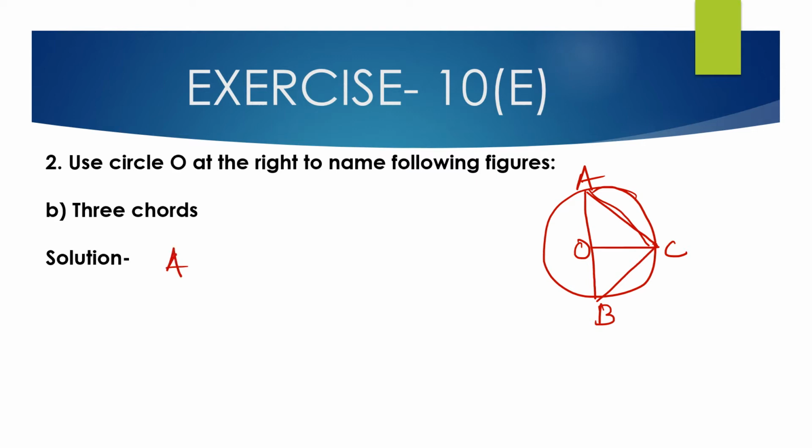So AC, BC and AB are the 3 chords in this figure.